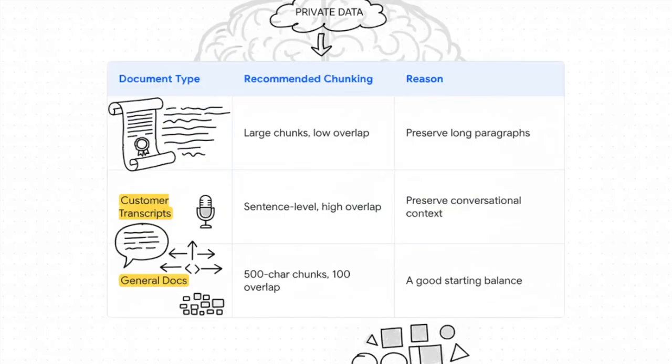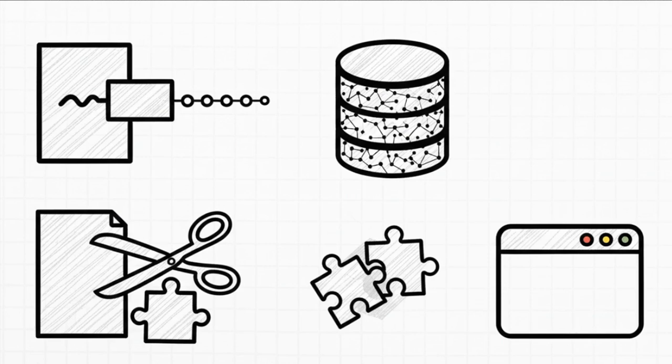Now, a really crucial point here is that how you chop up your data is, well, everything. There is no one-size-fits-all approach. You'd handle the long, dense paragraphs of a legal document completely differently than you'd handle the short back and forth of a customer support chat. It all depends on the source. So while the specific brand names of the tools can vary, the recipe is always going to be the same. You need a way to turn text into numbers. That's your embedding model. You need a place to store those numbers. That's your vector database. And you absolutely need a smart strategy for breaking down your documents in the first place.